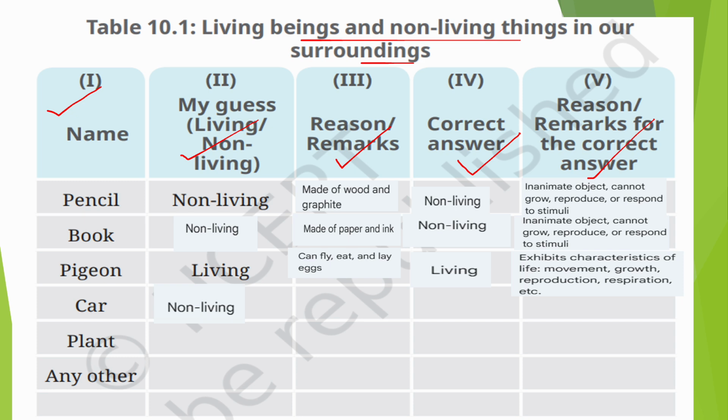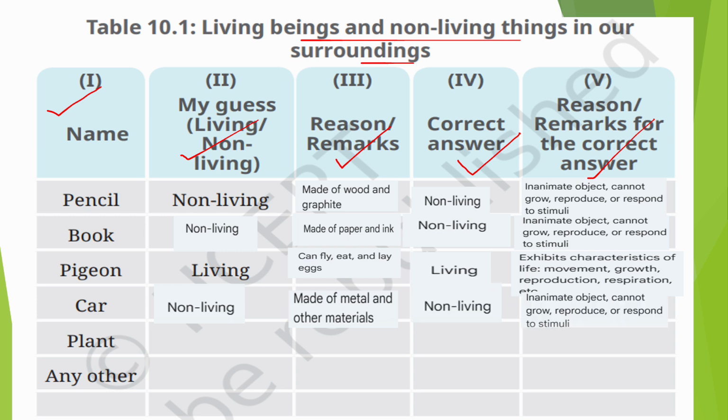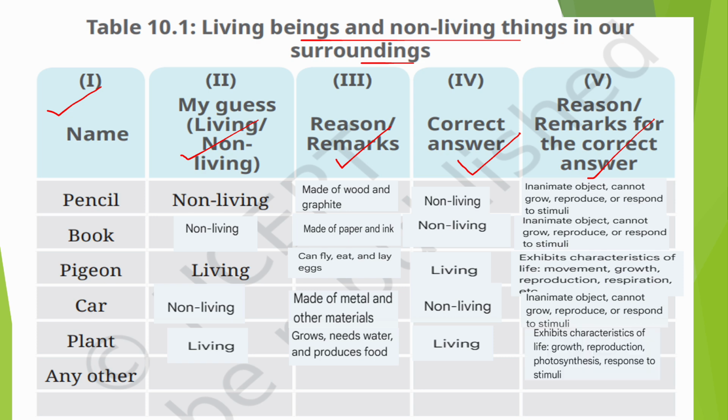Then car, it is a non-living thing. Reason, it is made of metal and other materials. Correct answer is also non-living. Then it is an inanimate object. It cannot grow, reproduce or respond to stimuli. Then what about plant? Plant is a living thing. It grows, needs water and produces food. Correct answer is also living. Then reason, it exhibits characteristics of life: growth, reproduction, photosynthesis, response to stimuli, etc.